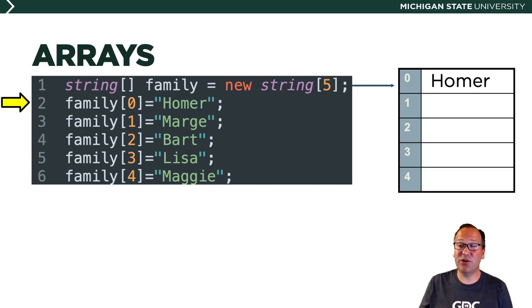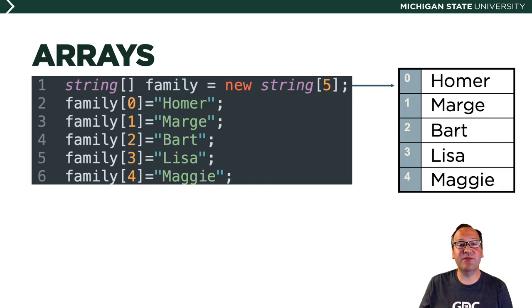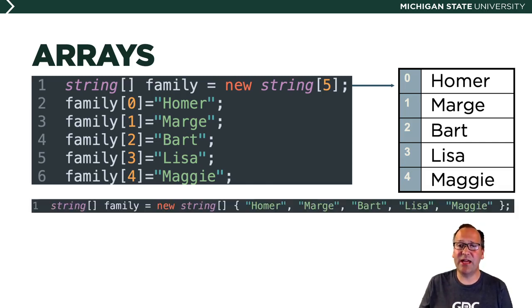Notice that the array starts at element 0, not 1. We say arrays are 0-based since they start at index position 0. In the rest of the lines, we set the remaining 4 elements of the array to the rest of the family members. There actually is a shorthand way to create this array, as shown here. In one step, we define the array and pre-populate it with the names.